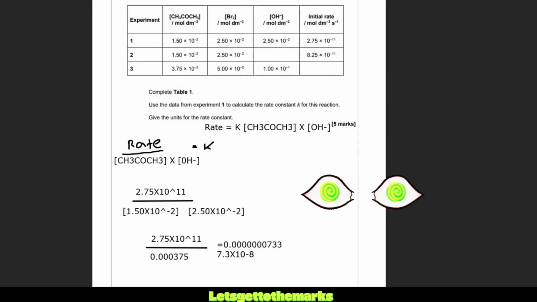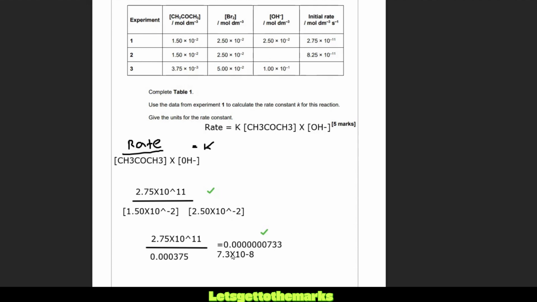Right. So how many marks would we have got so far? Well, we've used the data in the experiment to calculate the rate constant. So that is going to be at least two of the marks for that middle bit there. Possibly three, and then we need to complete the table and we need to give the units for the rate constant. Now I'm going to show you how to work out the units for the rate constant.